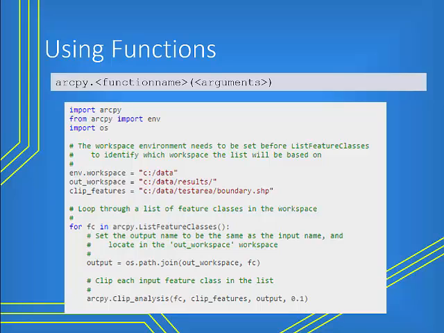The syntax of a function is Arcpy with the function name and arguments in parentheses. Arguments and parameters are used interchangeably to mean things which you pass to a particular function. In most cases, these parameters will be things like feature classes, field names, or even numerical values. This example creates a Python list of feature classes using the list feature classes function, then loops through the list, clipping each individual feature class with the boundary feature class.